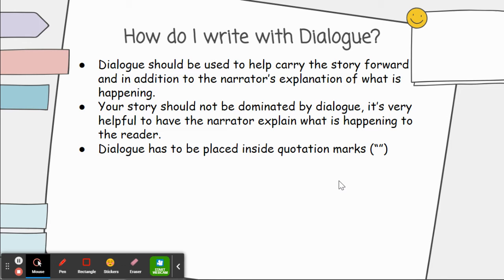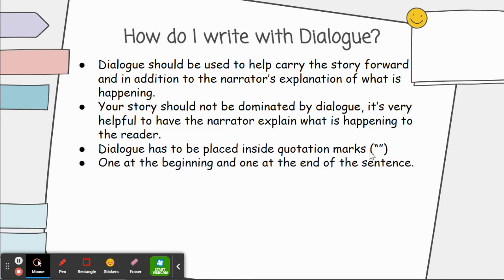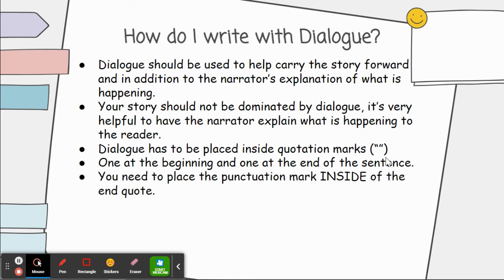Dialogue has to be placed inside quotation marks. Everything that is not in quotation marks, guess who's speaking? The narrator is speaking. If you do not see quotation marks around a sentence, that means the narrator is speaking. If you see quotation marks, that means a specific character is speaking. One at the beginning and one at the end of the sentence. You need to place the punctuation mark inside of the end quote. So the second quote that you put, the punctuation, whether it's a question mark, a period, a comma, that should go inside of the quotation mark.